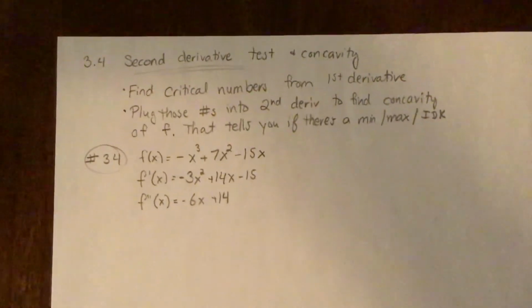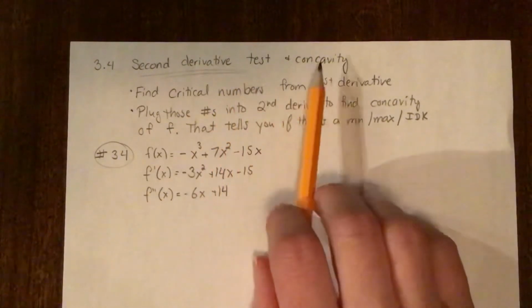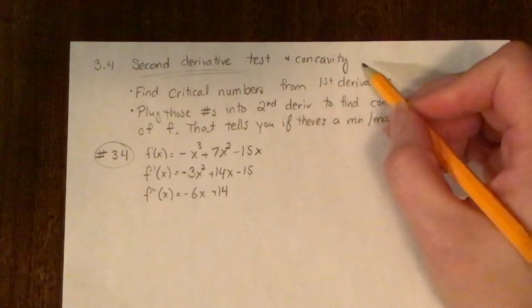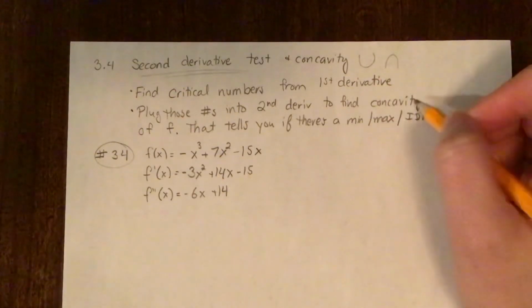The whole deal about 3.4 is the second derivative test and concavity. The second derivative test, using its name, you have to take 2 derivatives of your function. So we're looking for f double prime. F double prime tells us the concavity of f. Concavity is whether our graph is facing up or our graph is facing down, the graph of f.